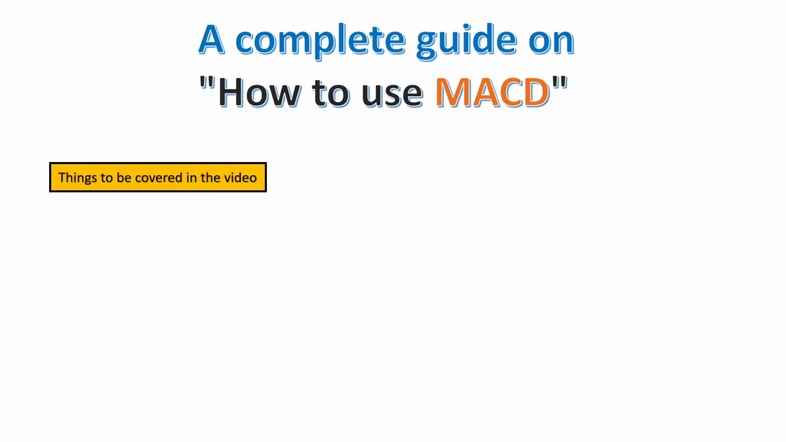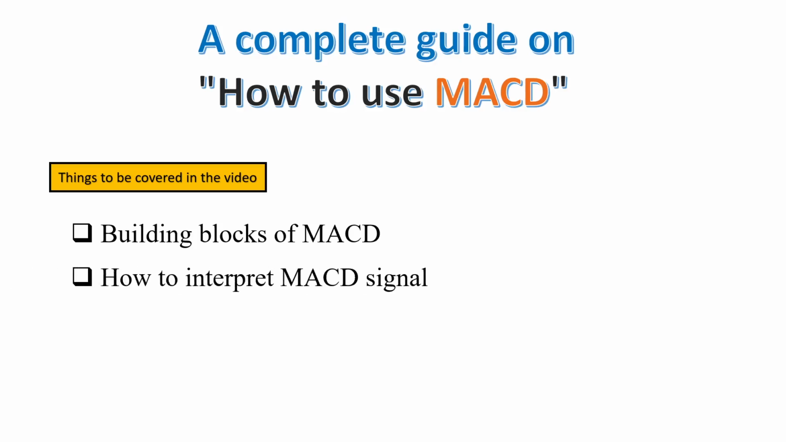In this video, you're going to learn the following things: what are the building blocks of MACD, means how exactly a particular MACD is plotted on a chart. Secondly, we'll try to understand how to interpret the MACD signal. For example, how do you identify that a reversal is going to happen? How do you know what the primary trend is? And all these other related things we are going to learn in this video.